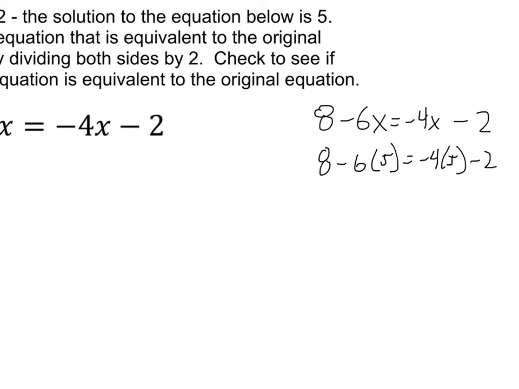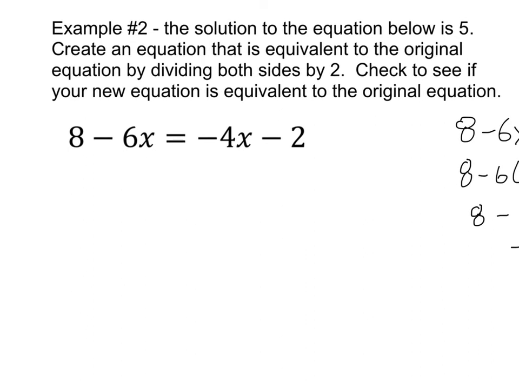So if I were to input 5, would this be true? We would have 8 minus 30 equals negative 20 minus 2. 8 minus 30 is negative 22. On the right-hand side, negative 20 minus 2, that's negative 22. All right, so yes, indeed, 5 is a solution because it made this equation true. Okay, that's just a kind of side thing.